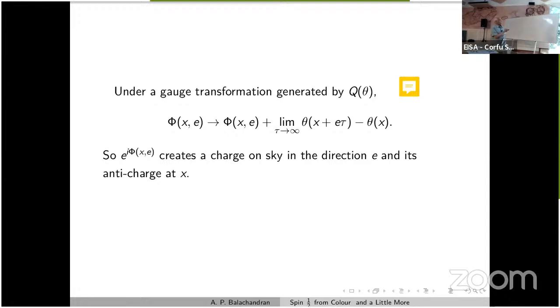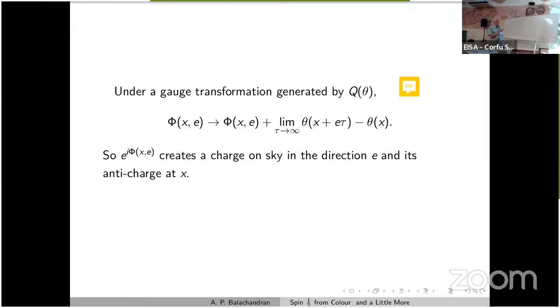Okay. So under gauge transformation, this phi transforms because it is a Wilson line. It transforms, phi changes by theta of x plus e tau minus theta of x. By the way, I learned very recently that this construction was used, Dirac certainly, much before that, Jordan appears to have used it, okay, in some papers, which I found Bert Schroer quoting. Okay. Jordan seems to have discussed this whole thing.